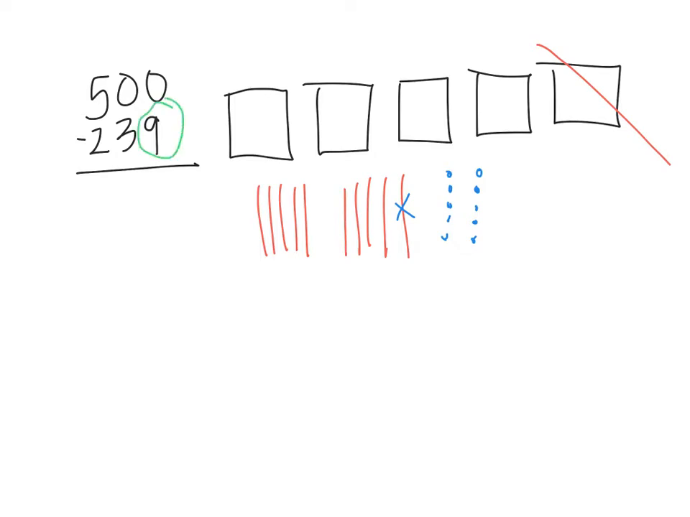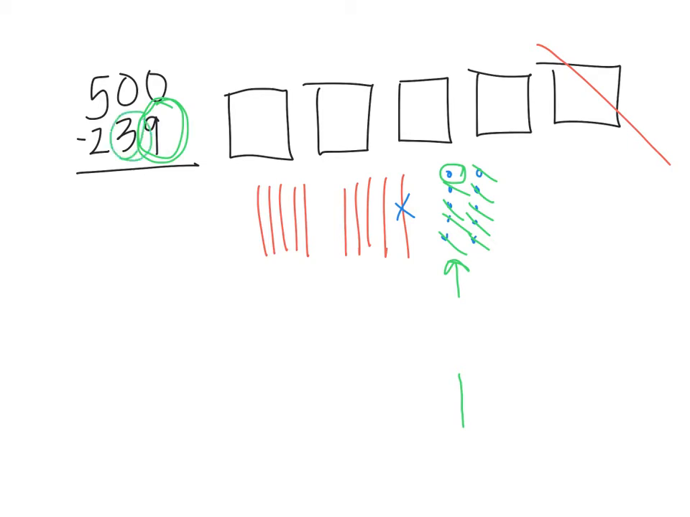I'm going to first subtract 9 from the ones place. Here's the ones place. I'm going to cross off 9. Count with me. 1, 2, 3, 4, 5, 6, 7, 8, 9. There's only one lonely 1 left over, so I'm going to write a 1 in the ones place down below. Let's move to the tens place.